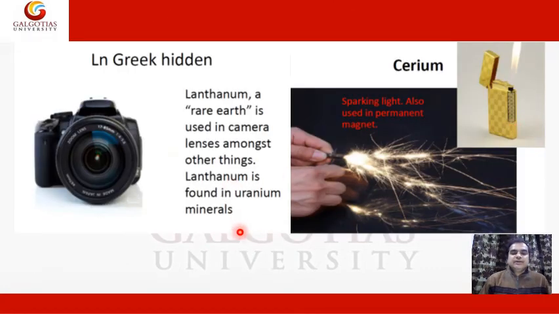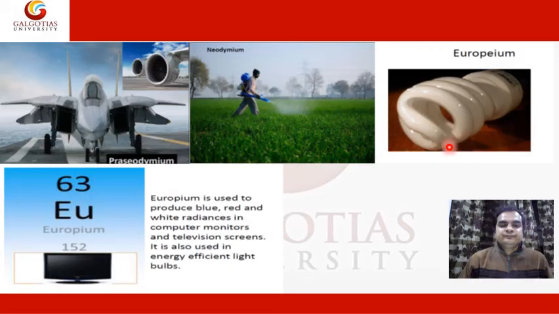In this case, we can see that lanthanum, which is also referred to as a rare earth, can be utilized in camera lenses, amongst other things. Lanthanum is found in the uranium mineral. Similarly, cerium can be utilized for sparking lighters, and is also used in permanent magnets. That is the application of this one.